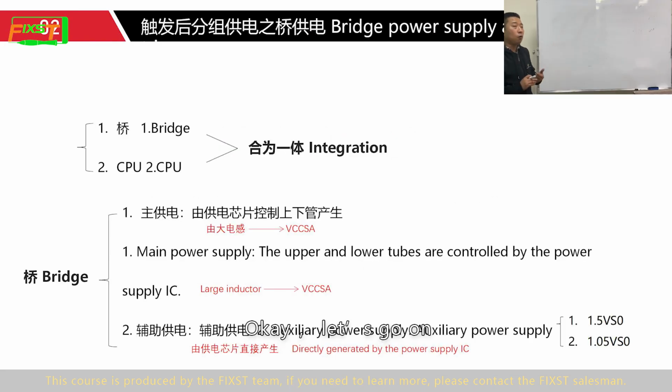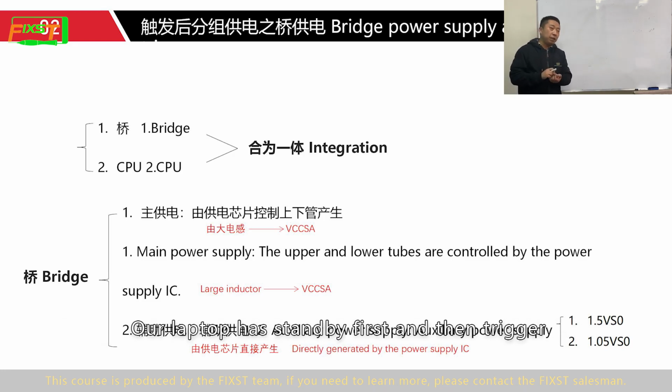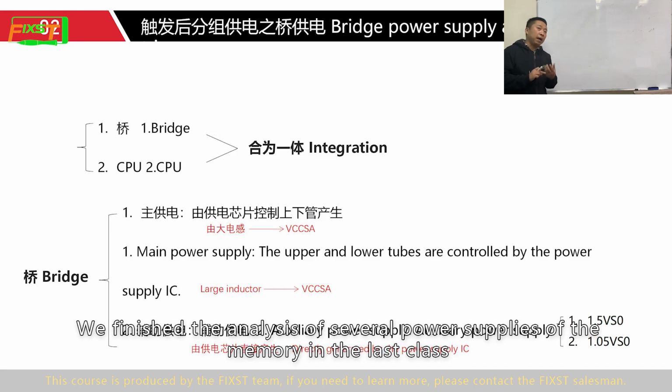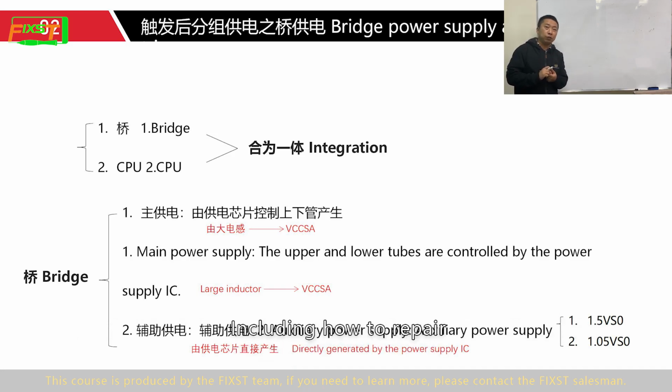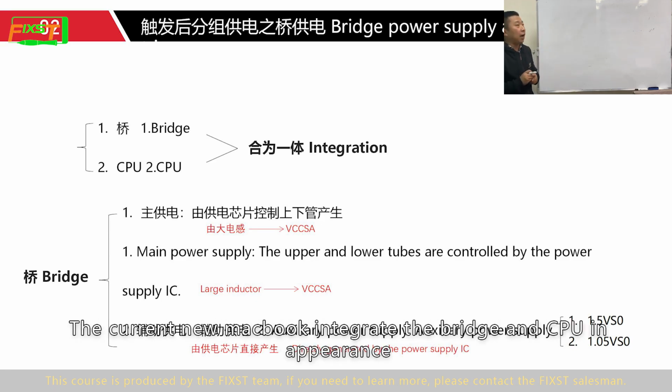Okay, let's go on. Everyone has probably learned from what we said in the last class that our laptop has standby first and then trigger. After trigger, there is memory power supply, bridge power supply, and CPU power supply. We finished the analysis of the several power supplies of the memory in the last class, including how to repair. Then let's talk about the power supply of the bridge. The current new MacBook integrates the bridge and the CPU in appearance.